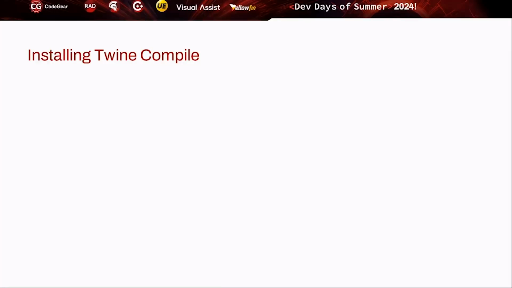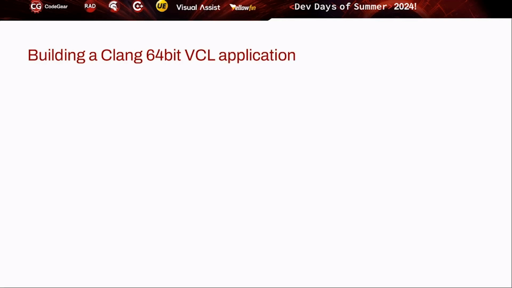So we've got Twine compile installed. That's good. We're ready to build a 64-bit VCL application using the Clang C++ compiler, all out of the box with the Embarcadero RAD Studio or C++ Builder IDE. Remember, we're not using any additional third-party components in this demonstration. The only third-party thing we've so far installed is Twine compile, just to make the compilation itself comfortably quicker. Okay, let's do it.